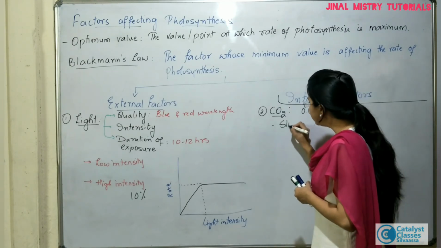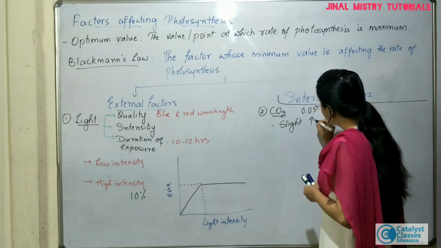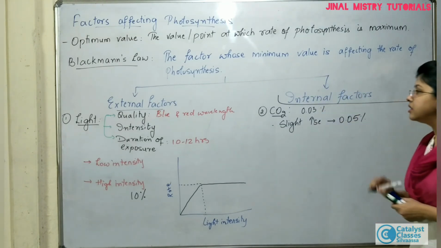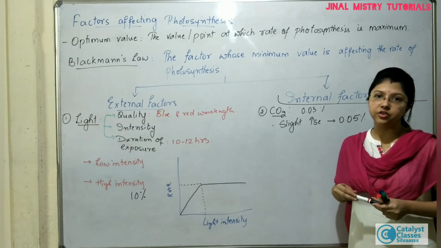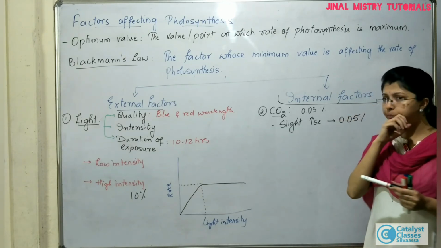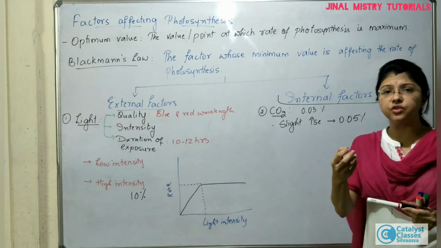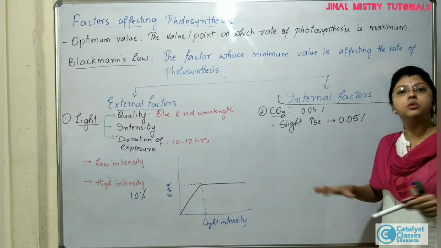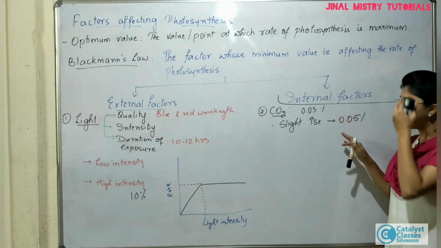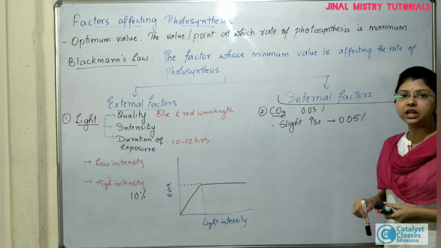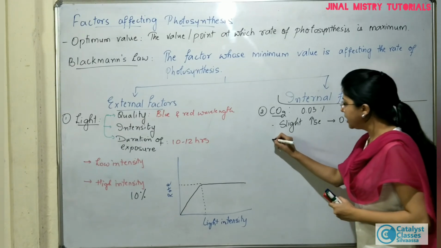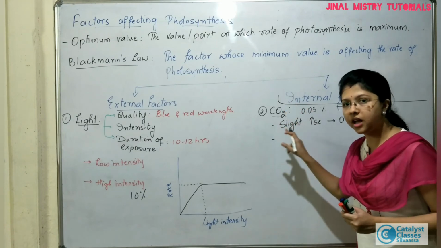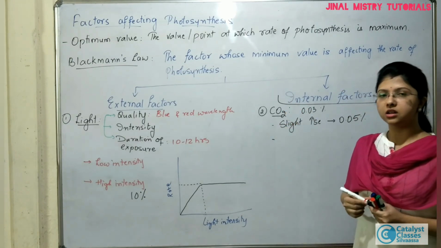So with a slight increase in this concentration, up to 0.05 percent in the near vicinity of the plant, the rate of photosynthesis will increase. Okay, but the way in which C3 and C4 plants react to the carbon dioxide concentrations is quite different.